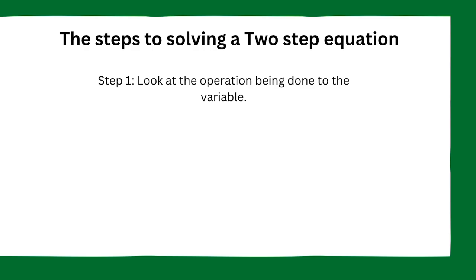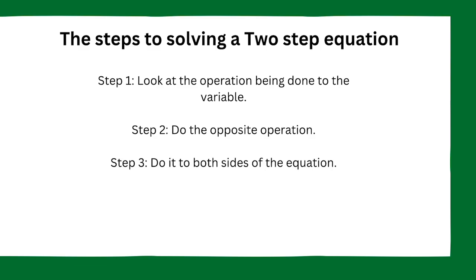of operation. Now the second step would be to do the opposite operation. So I know that the opposite of addition would be subtraction, the opposite of subtraction would be addition. I also know that the opposite of multiplication would be division, and the opposite of division would be multiplication. So when we identify the first operation being done, you're going to do the opposite operation.